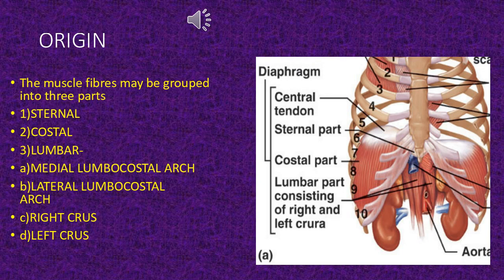Depending on the origin of the muscle fibers, we can divide them into three groups: sternal, costal, and lumbar. The lumbar part arises from the medial and lateral lumbocostal arches, and also from the lumbar vertebrae as the right and left crura.